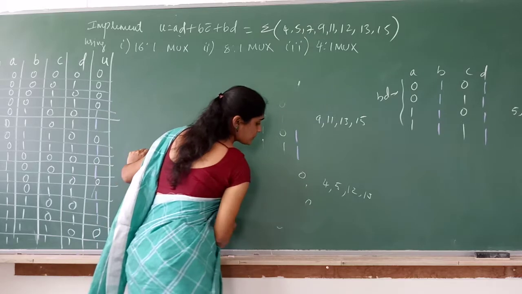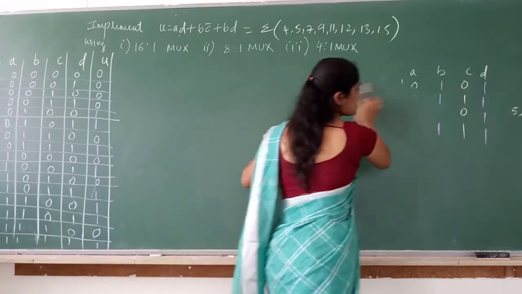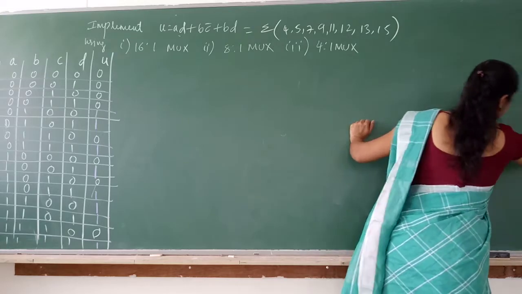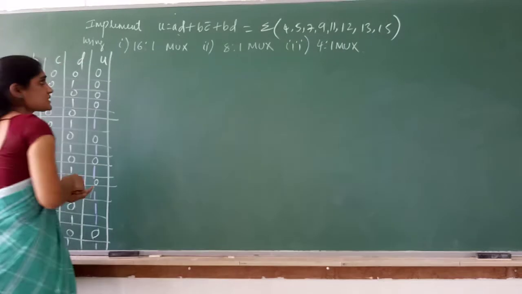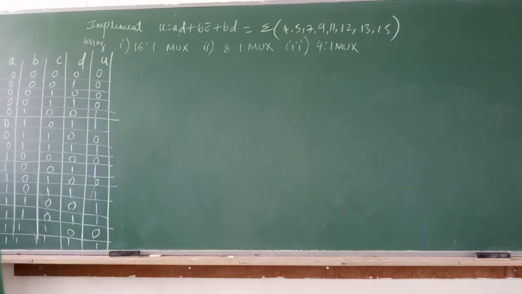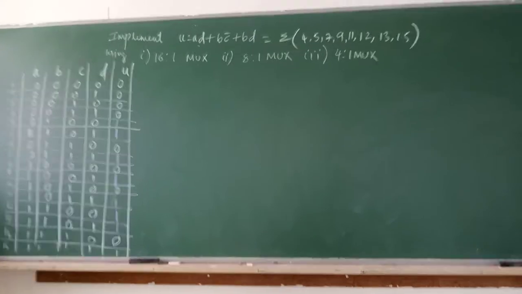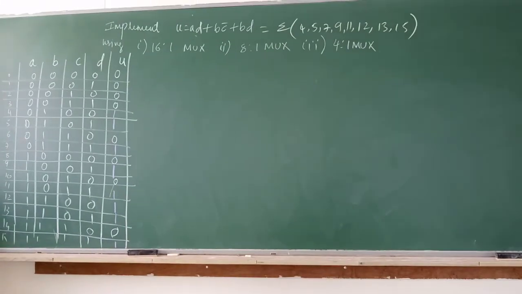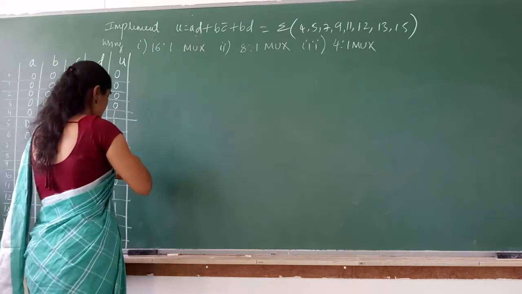Now let us start implementing this function using first one, 16:1 multiplexer. Okay. So 16:1 multiplexer, min terms are enough. I don't need any other calculations to be done, correct? Min terms are enough for the implementation of the given function using 16:1 mux.